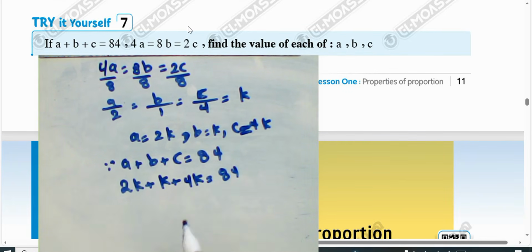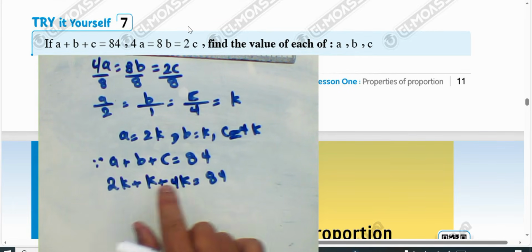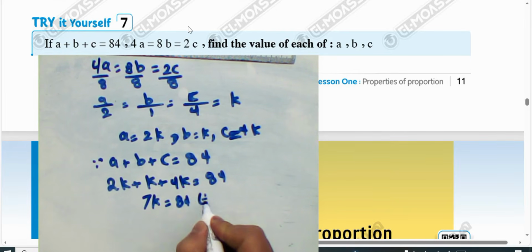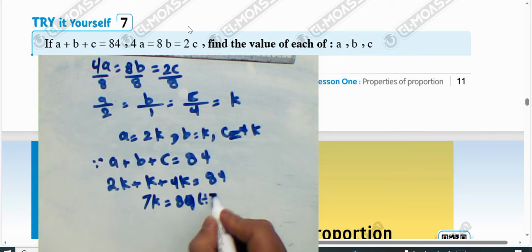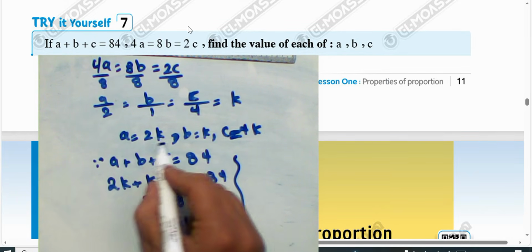They are equal 84. Now we can simplify. 2 plus 1 is 3, 3 plus 4 is 7. 7k equal 84. We can divide it by 7. Then the value of k equal 84 divided by 7: 8 divided by 7 is 1, and the remainder 1. 14 divided by 7 equal 2. Then k equal 12. Now we can find the value of a.